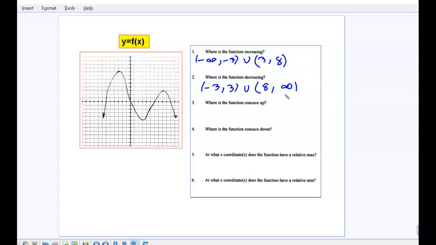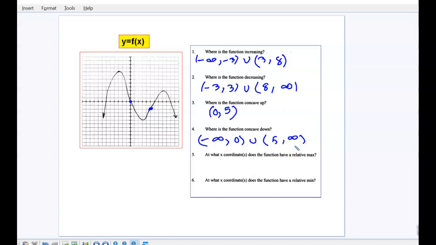Where is the function concave up? And again, when we're given the function, we're just going to approximate the inflection points. So let's say maybe right about there and somewhere about here. Okay, so it looks like it is concave up from where x is 0 to approximately where x is 5. And therefore it'd be concave down from negative infinity up to 0 and also from 5 to infinity.